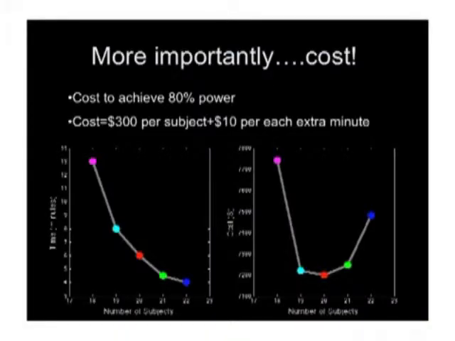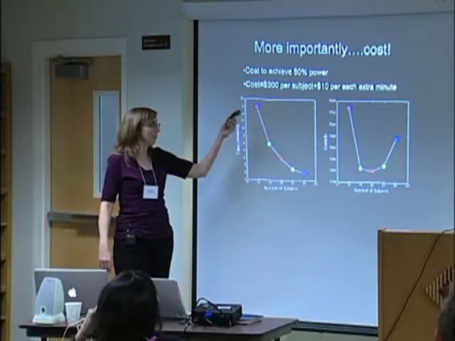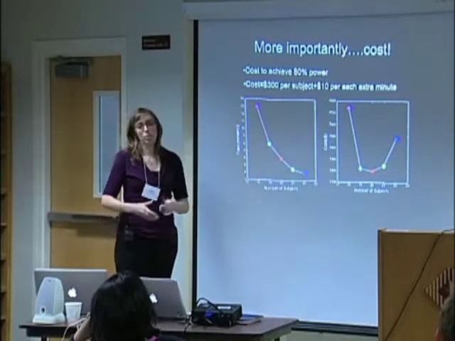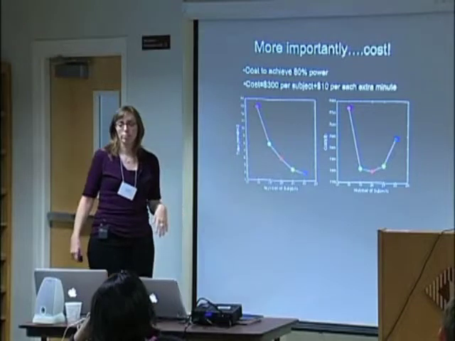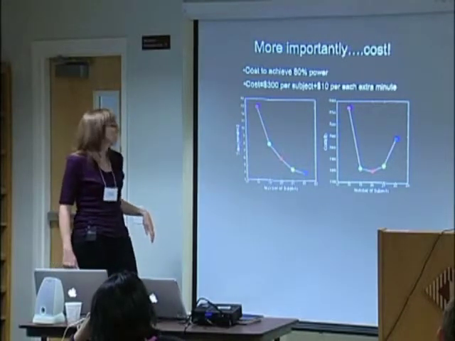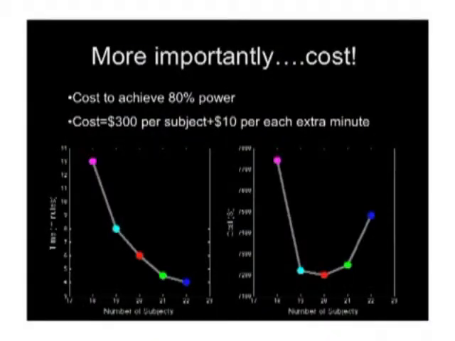And that's what this is. So just focusing on cost to achieve 80% power, where cost is calculated as $300 per subject plus $10 for each extra minute. So this is assuming basically $10 per minute, and it takes you 30 minutes to just do all the initial stuff you have to do when you're scanning someone.